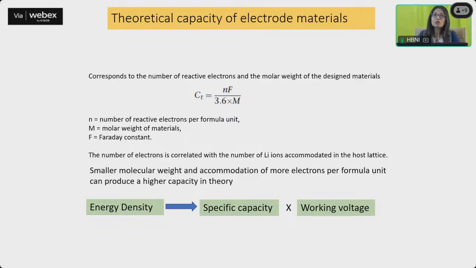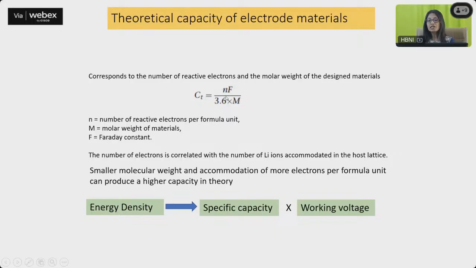So how do you calculate the theoretical capacity of an electrode material? This is how we get the specific capacity of an electrode material. It is given as nF by 3.6 times the molecular weight of the material. N is the number of reactive electrons per formula unit, M is the molar weight of the material, and F is the Faraday constant. The number of electrons is correlated with the number of lithium ions accommodated in the host lattice. In the case of a lithium ion battery, this N value is actually 1.